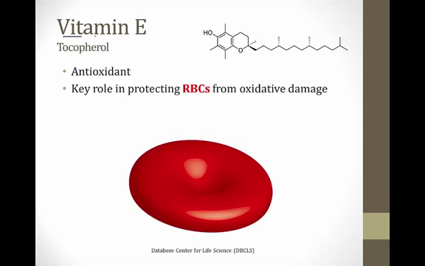Our next vitamin is vitamin E, which is also called tocopherol. This is its structure on the screen. You can see that it's almost entirely carbons and hydrogens, so it's going to be a fat-soluble vitamin. The main role of vitamin E is to serve as an antioxidant. There is evidence that it protects against oxidative damage. It probably has a key role in protecting red blood cells from oxidative damage because, as we will see, when you are deficient, you can develop an anemia.